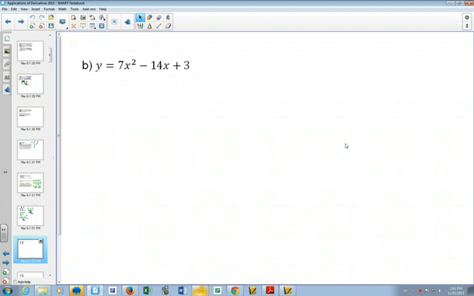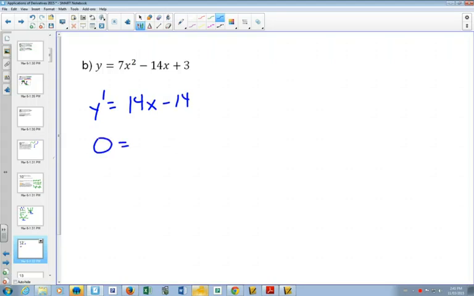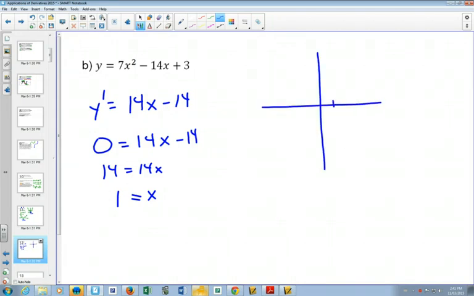So for this one, with calculus, we know that it's a parabola. If we wanted to find its vertex, take the derivative, set it equal to 0 to find out when the slope is horizontal. And when we do that, we get x is equal to 1. So we know our vertex is going to be on our graph when x is equal to 1.